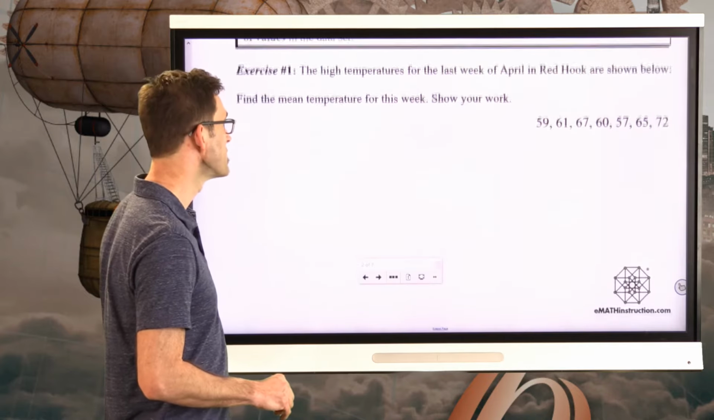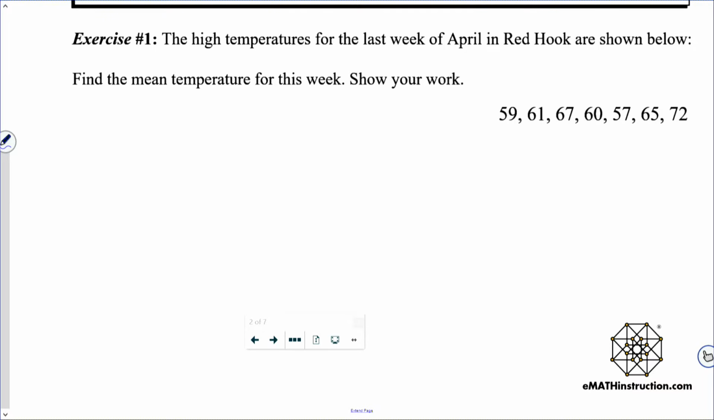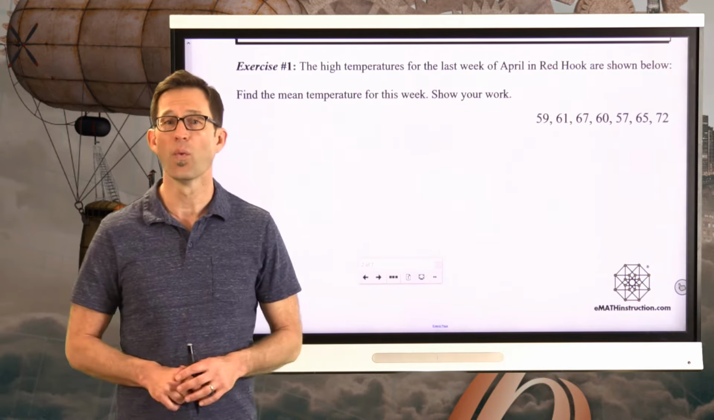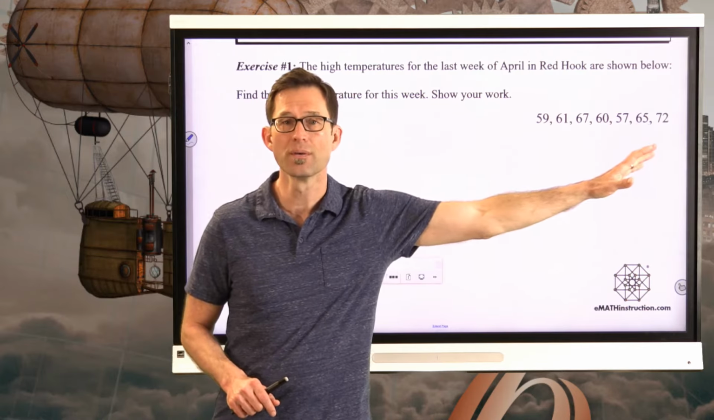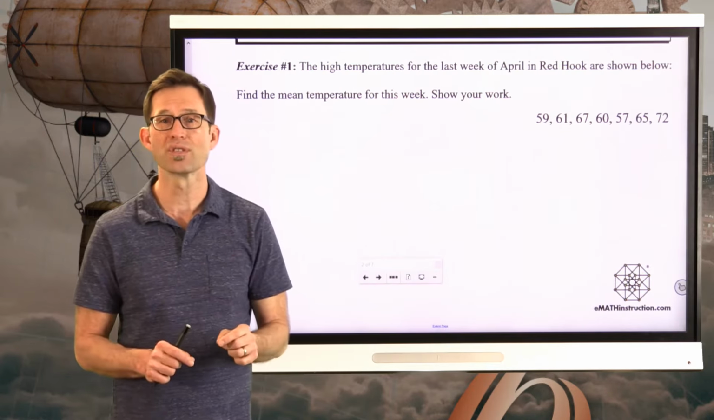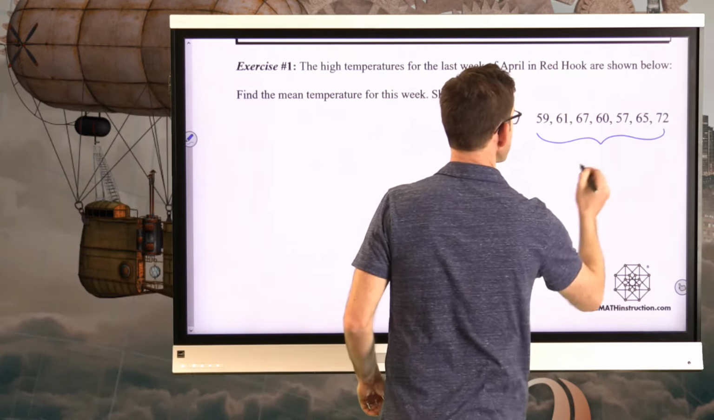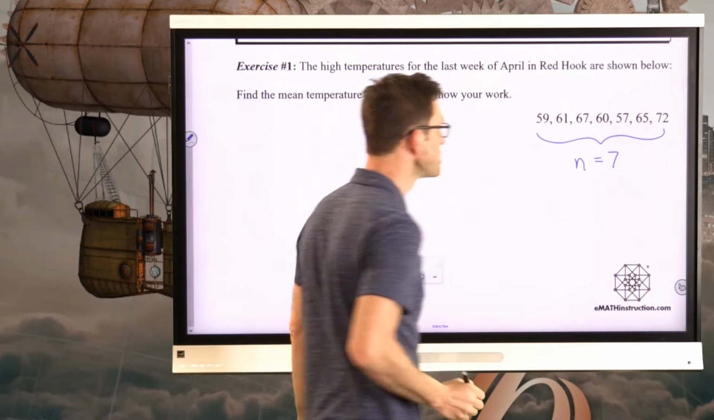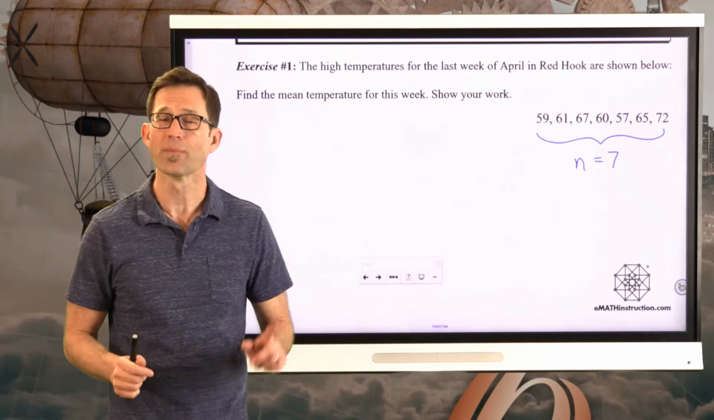In fact, let's take a look at exactly that scenario in exercise number 1. The high temperatures for the last week of April in Red Hook are shown below. Find the mean temperature for this week. Show your work. All right, so basically what we need to do to find the mean temperature is add up all these temperatures and then divide by how many temperatures there are. There are 7 of them. Remember how we use n equals for the number of data points? n equals 7. And now we want to add them all up, divide by 7, and see what we get.